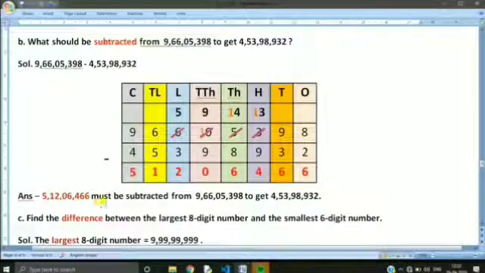6,466 must be subtracted from 9 crore 66 lakh 5,398 to get 4 crore 53 lakh 98,932. So this will be our required number which we have to subtract from the bigger number to get the final answer as 4 crore 53 lakh 98,932.